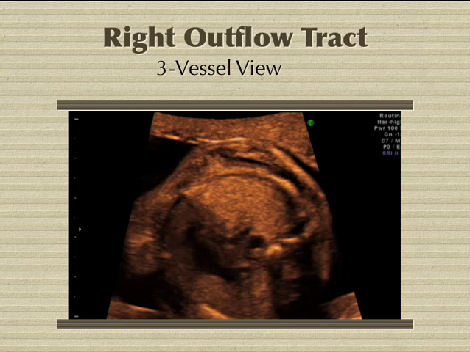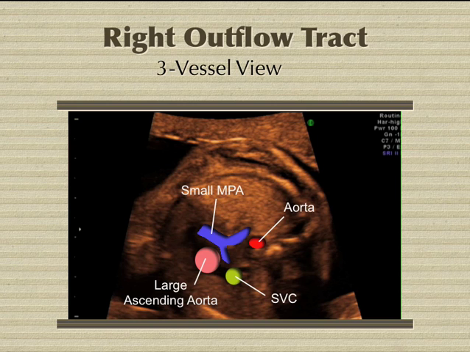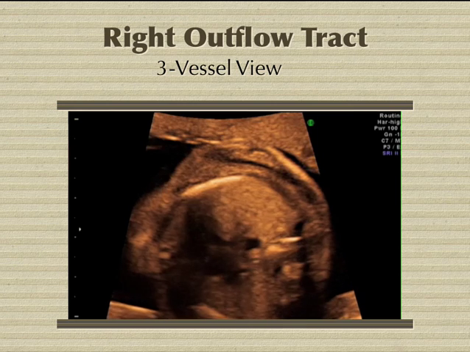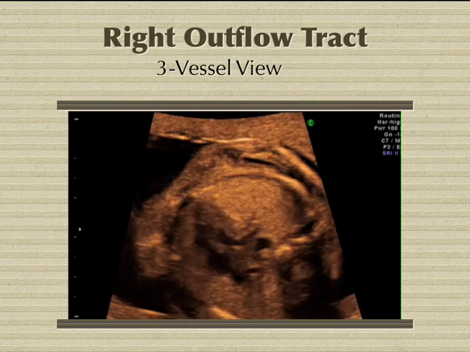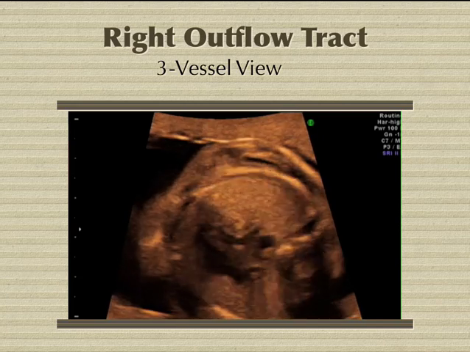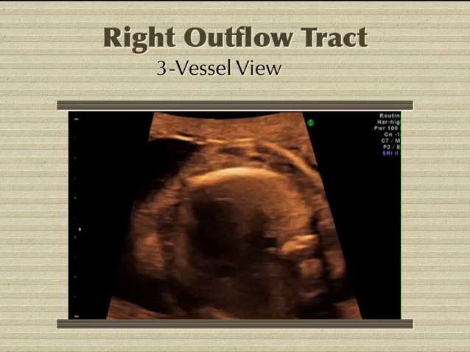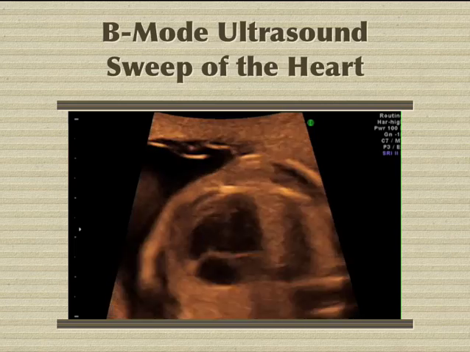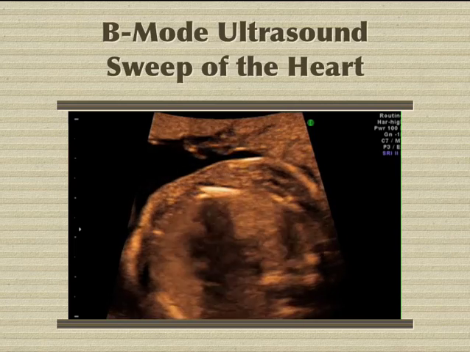This is the three-vessel view. This image is labeled as follows: the small main pulmonary artery, the large ascending aorta, the superior vena cava, and the thoracic aorta. Identify each of the pathological areas that have been mentioned.